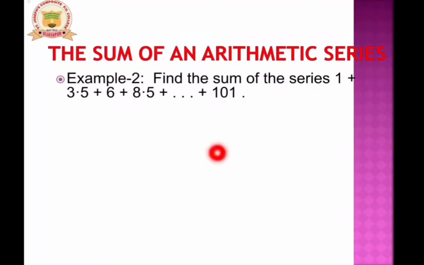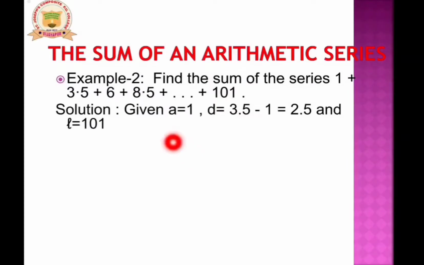Next example, the second example. Find the sum of the series 1 plus 3.5 plus 6 plus 8.5 plus so on plus 101. Here the first term is given, that is a as 1, and d, that is common difference, 3.5 minus 1 is 2.5, okay, and last term, that is L, is 101.